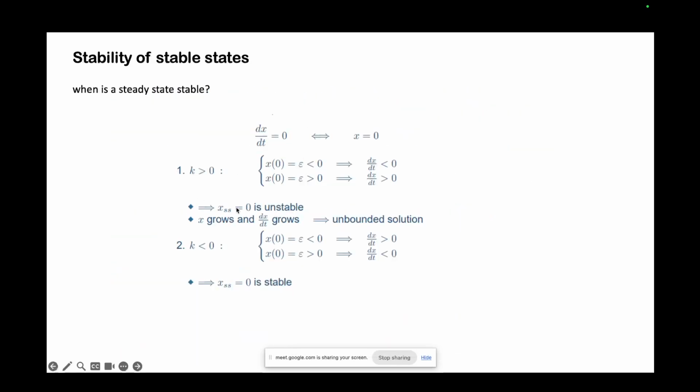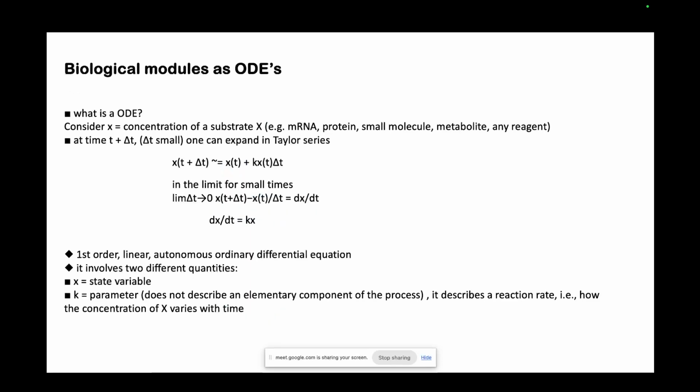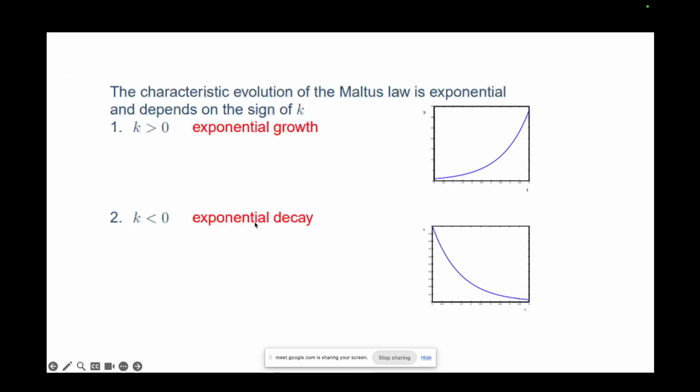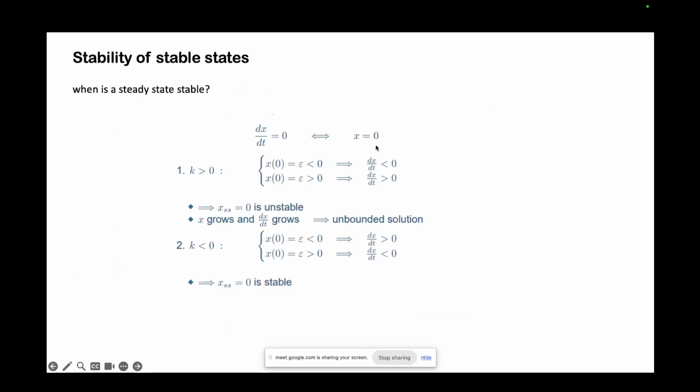So dx/dt equal to 0 is your steady state. If dx/dt equals 0, then kx equals 0, because this was the equation, if you recall. Because k is non-zero, x is 0 as well. So this is your steady state condition.